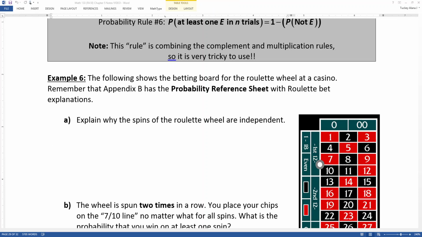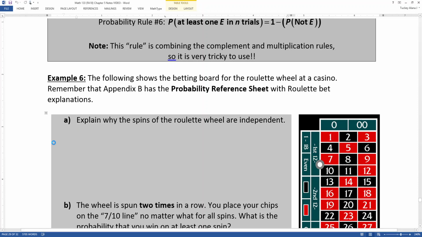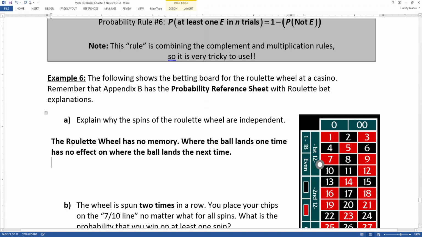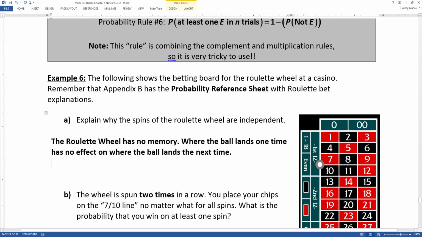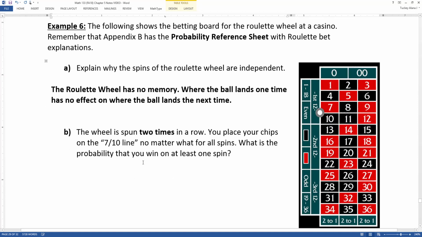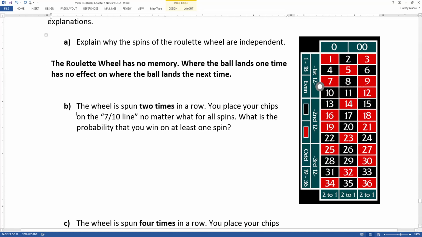So we start off with, why are the spins independent? Well, that's because the roulette wheel has no memory. It doesn't know what it spun last time, so it doesn't have any effect on what it's going to spin this time. Where the ball landed once has no effect on the next. Simple as that. Matter of fact, we used roulette wheels as an example of independent things when we were first teaching that. All right, so suppose we're going to spin the wheel 2 times in a row.